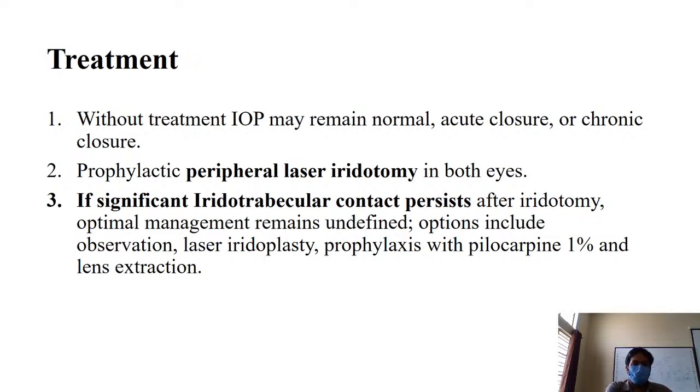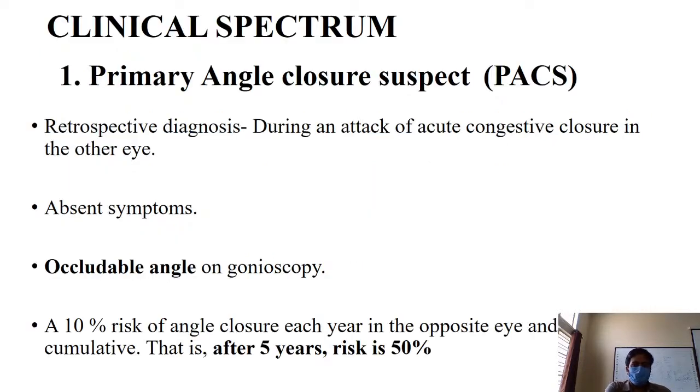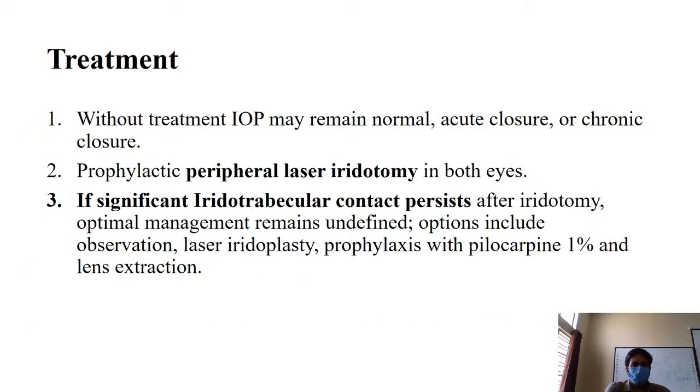Prophylactic peripheral iridotomy is needed in both eyes. If significant iridotrabecular contact persists after iridotomy, then you have to manage it with observation, laser iridoplasty, or pilocarpine. Previously pilocarpine was used as a first line of treatment, but nowadays it is not used. Where it is used, I'll tell you. So if the patient has PACS, then what is the treatment? The treatment is peripheral laser iridotomy in both eyes.